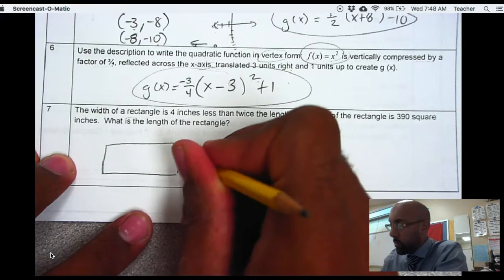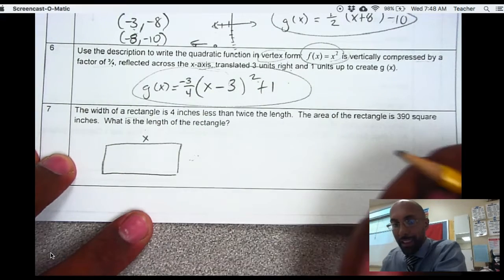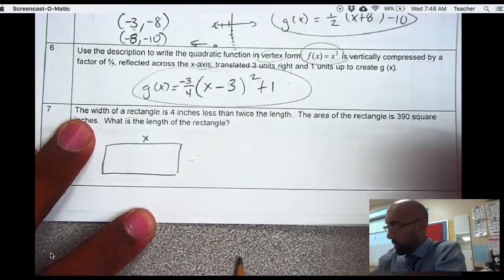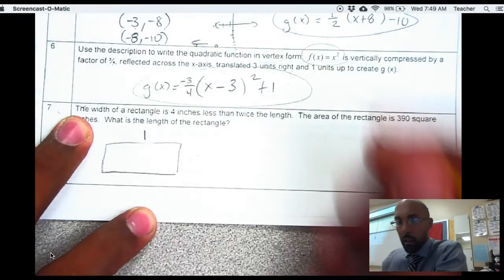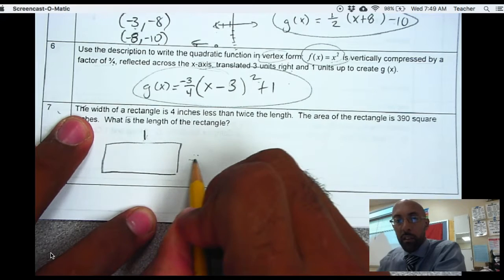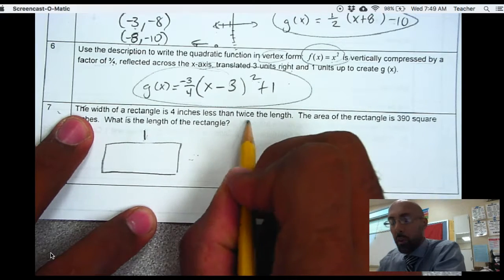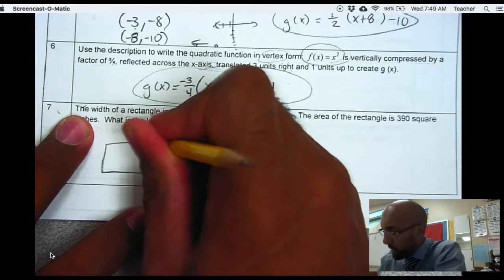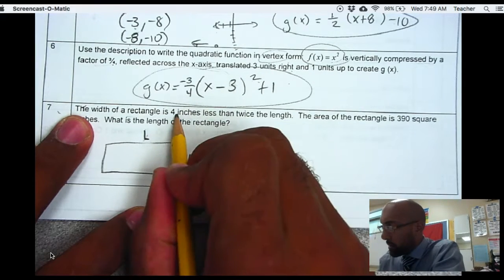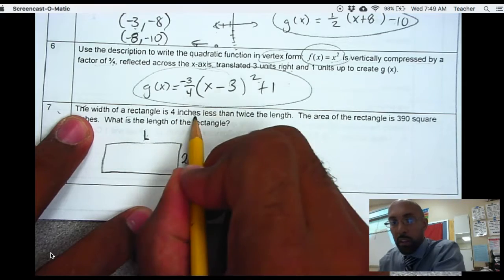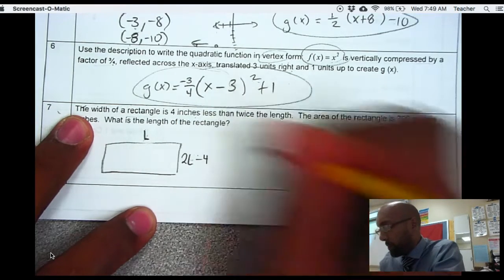So in other words, let's say we call the length x. And actually, you know what? Let's just call it L, just because it's the length. The width is 4 inches less than twice, so 2 times L. So 2 times the length, and then minus 4 inches gives us the side.